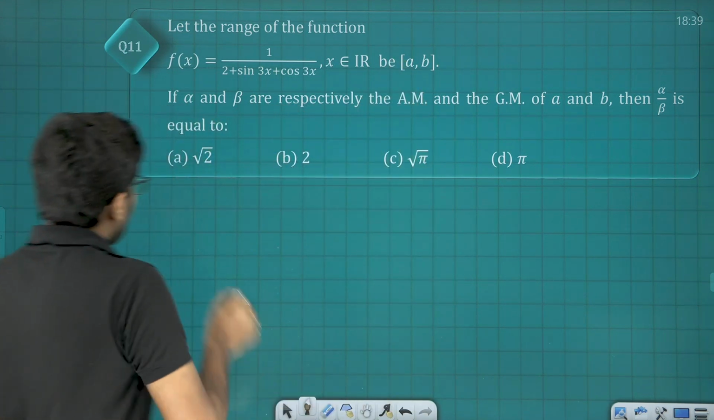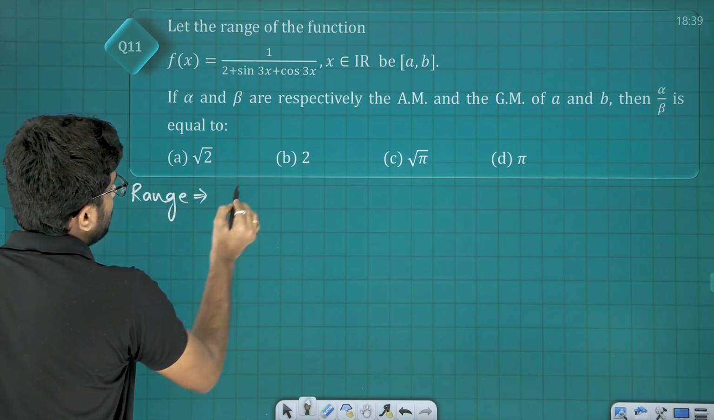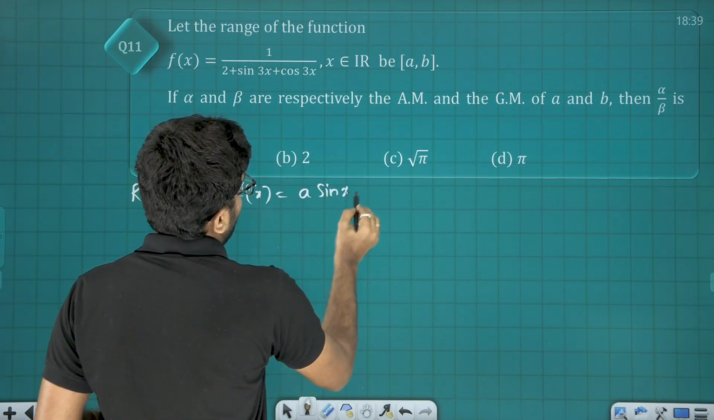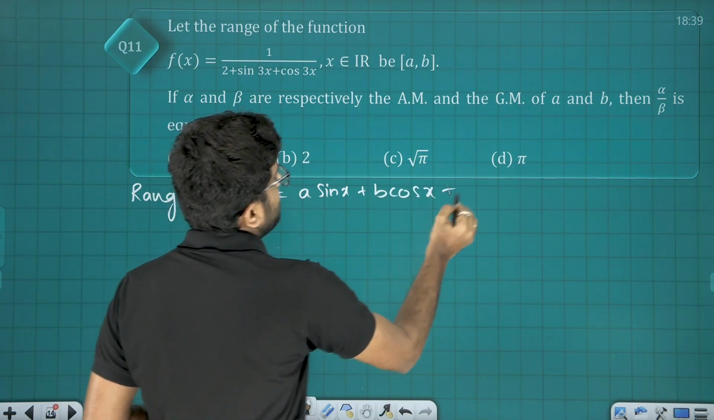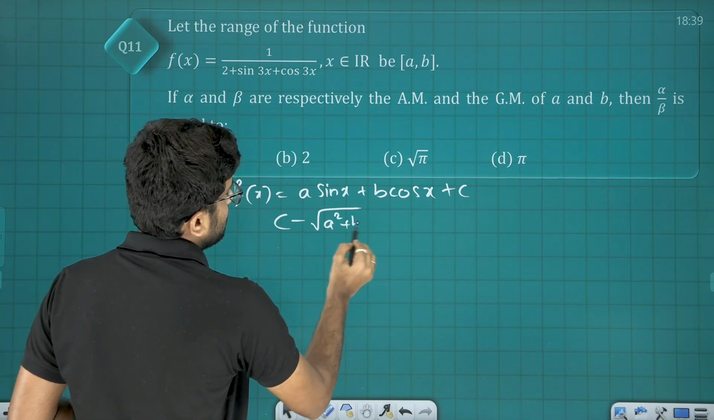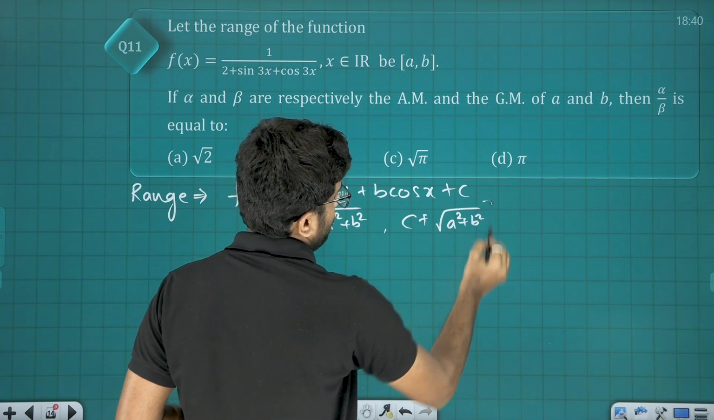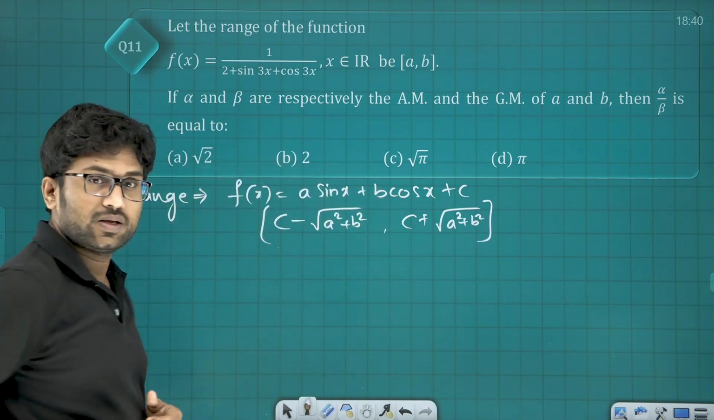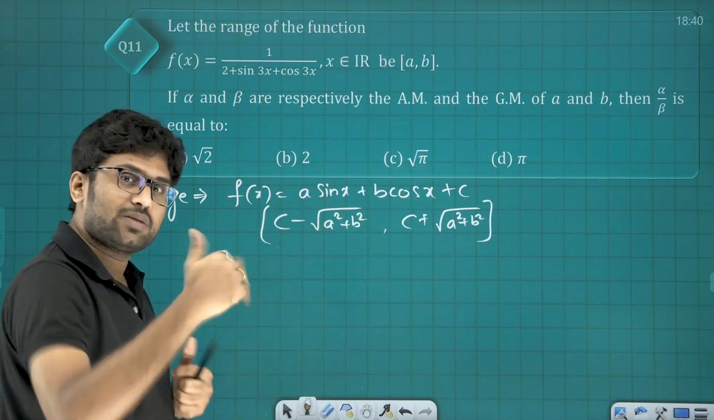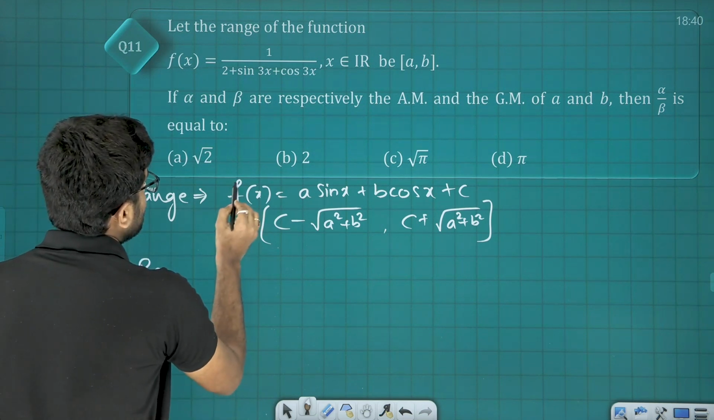Many times we have discussed this. What is the range of a trigonometric expression f of x equal to a sin x plus b cos x plus c? The range of this is c minus root over (a square plus b square) to c plus root over (a square plus b square), minimum and maximum. But we have this in the denominator, so the minimum becomes the maximum of it, and the maximum becomes the minimum of it. Let this be some g of x.